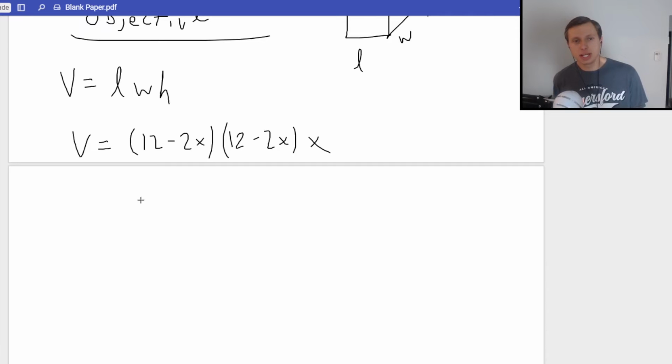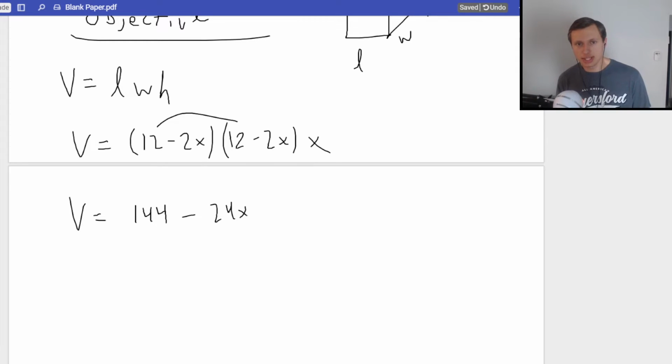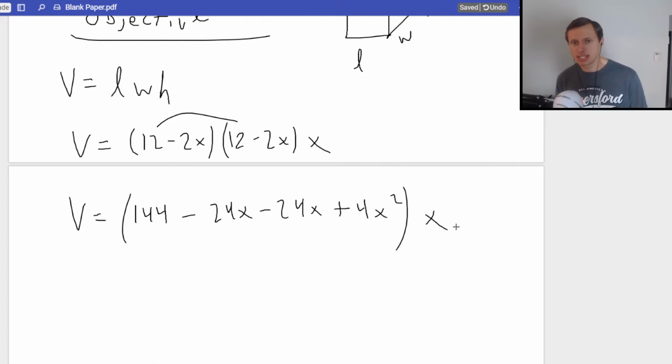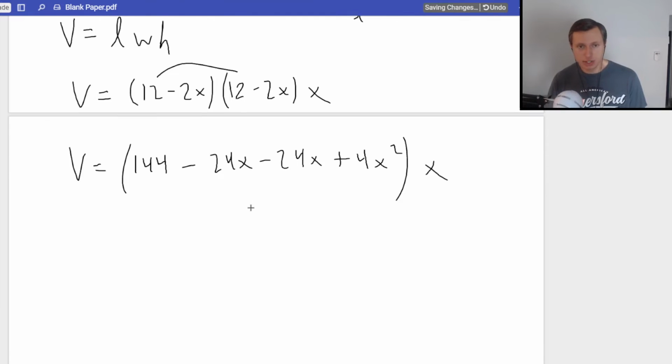So now we're going to find the maximum. To do that, we need to take the derivative. But first, of course, it would be a lot easier if we factored this first. So volume equals 144. I'm going to FOIL this. Minus 24x minus another 24x and then plus 4x squared. This whole thing is then multiplied by x. I now need to distribute x to every term.